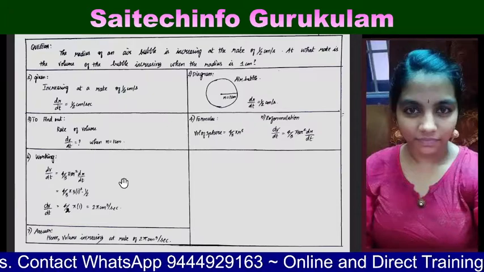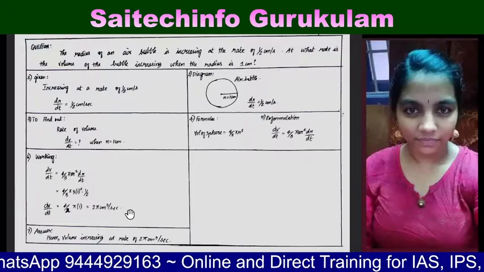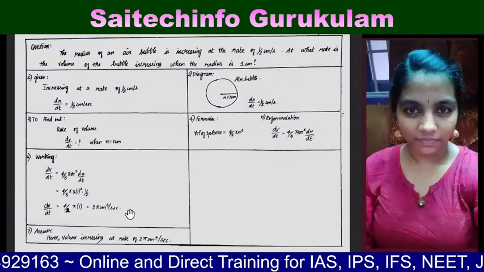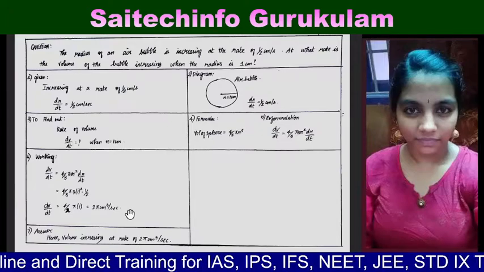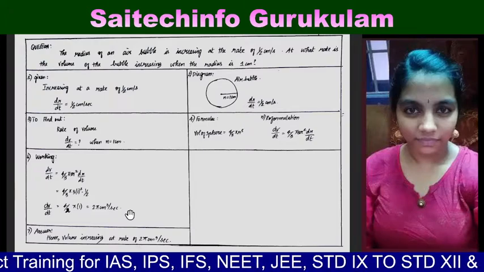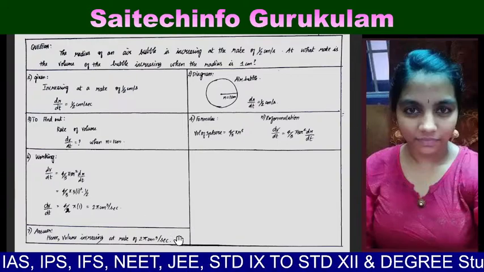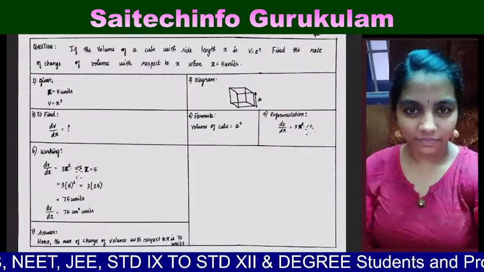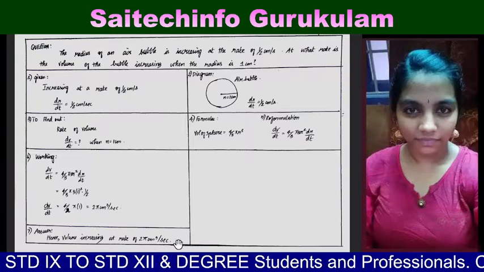We know the value of r, that is 1. So, I have substituted 1 in place of r, and we know the value of dr by dt, that is 1 by 2, and I have also substituted that. On further simplification, I get 4 by 2 pi into 1, that is I have cancelled the 2 and 4, and the final answer dv by dt is equal to 2 pi centimeter cube per second. Hence, the volume is increasing at the rate of 2 pi centimeter cube per second.